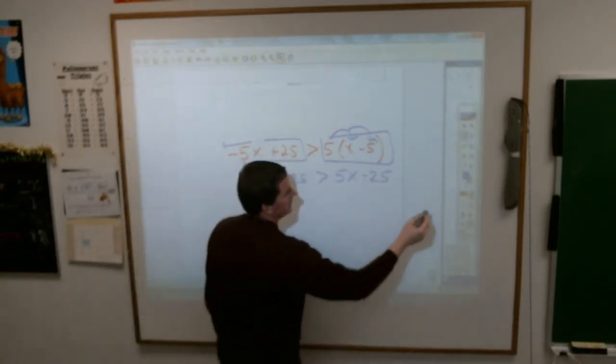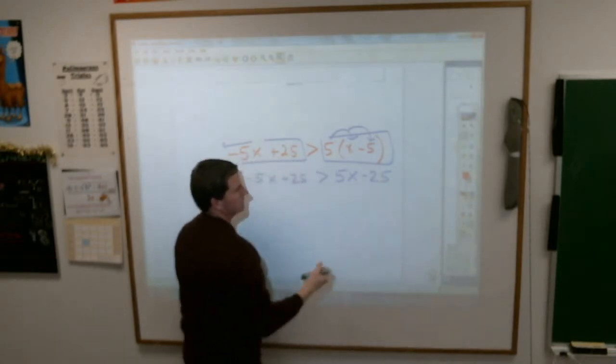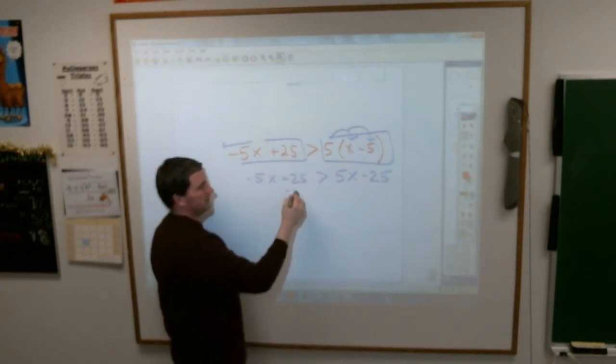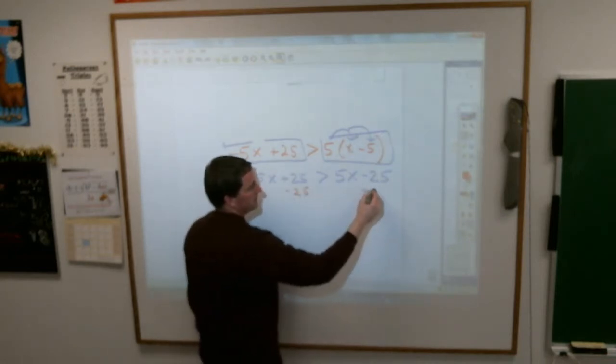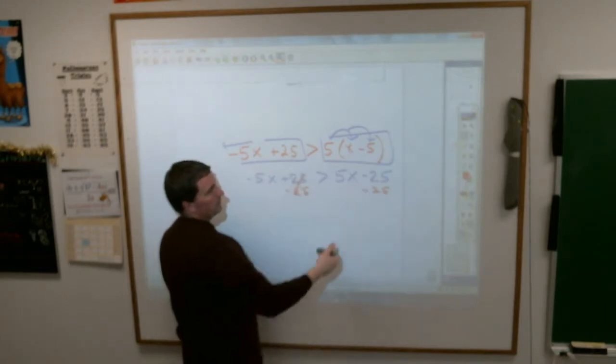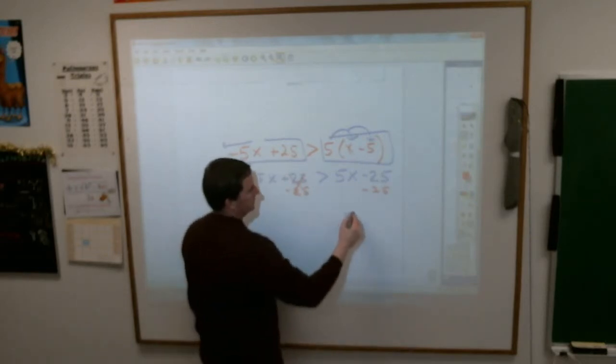Alex? Subtract. Sure. As long as we're at the same goal here. We're going to get all our x's to one side, all our numbers to the other side. So Alex said, let's subtract this 25. Subtract this 25. What do I end up with? Negative 25 and a negative 25? Negative 50.